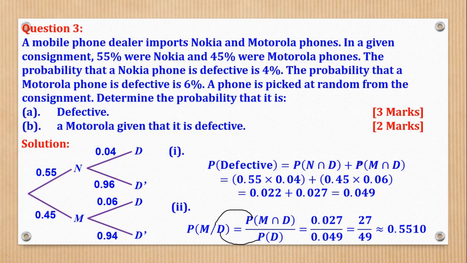Then for the probability of M intersection D, it was got here, and it is this. So you don't need to recalculate, just come and substitute there. Then for defective, here it was already calculated as that. So come and put it there to give you 27 over 49. Like I said, it is okay to leave your answer in fraction form, or you proceed to get the decimal. Whatever you do, you will get all the marks.